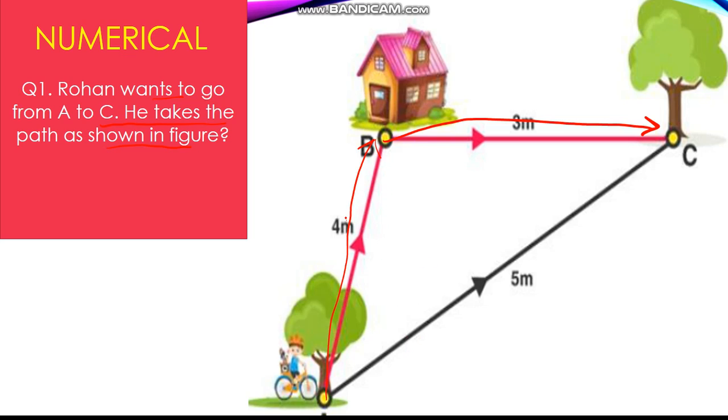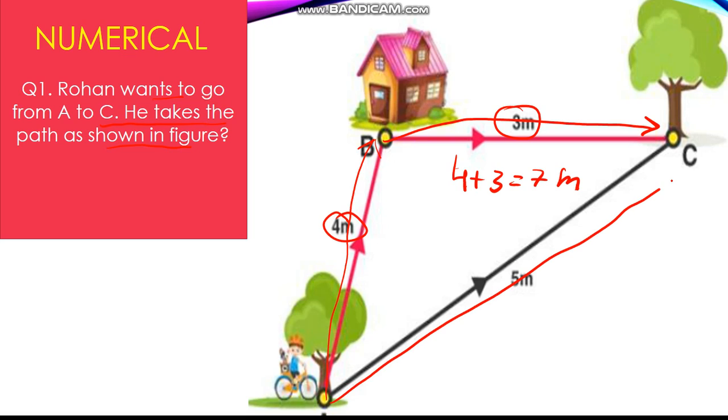Right. So his distance would be 4 plus 3, which is equal to 7 meter. Then if he takes this path, he would only travel 5 meter, only one straight path. So as you can see, on one side he is traveling 7 meter and on the other side he is traveling only 5 meter. Okay, so which path should he take? He should take this 5 meter path.